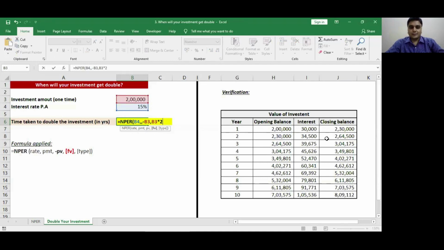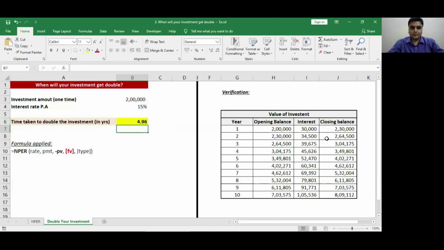Because यहाँ पे जो मेरी कंडीशन है वो ये है कि जो भी इन्वेस्टमेंट मैं आज कर रहा हूँ वो डबल कब होगा. सो आज मेरी इन्वेस्टमेंट है 2 लाख रुपीस, इसका डबल होता है 4 लाख. सो फ्यूचर वैल्यू विल बी 4 lakhs, comma. I will select 1, put enter.